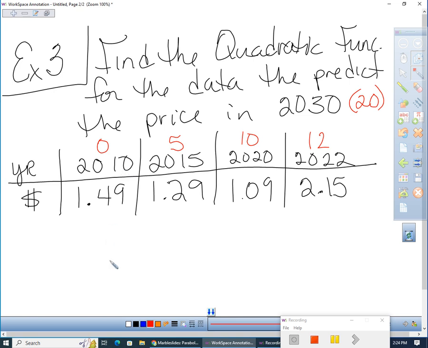Okay? So now everybody grab their calculator. We're going to put these in. Yes, that's your x value. Time is always your independent.